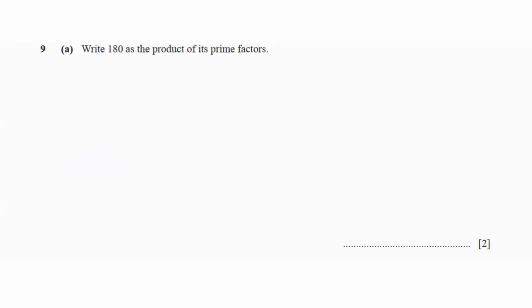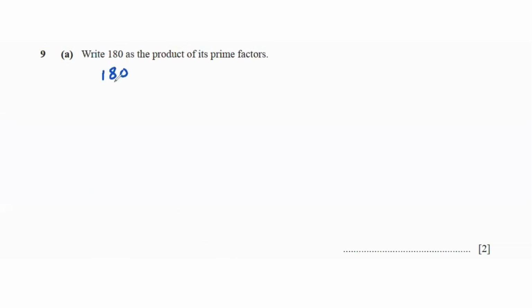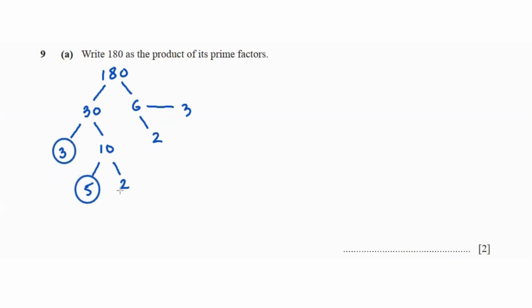Write 180 as a product of its prime factors. 180 is 30 times 6. That's going to be 3 times 10, which is 5 times 2, and 6 is 3 times 2. So 3 is a prime factor, 5 is a prime factor, 2 is a prime factor, again 2 is a prime factor, and 3 is a prime factor. So that's going to be 2 squared times 3 squared times 5. This is 180.